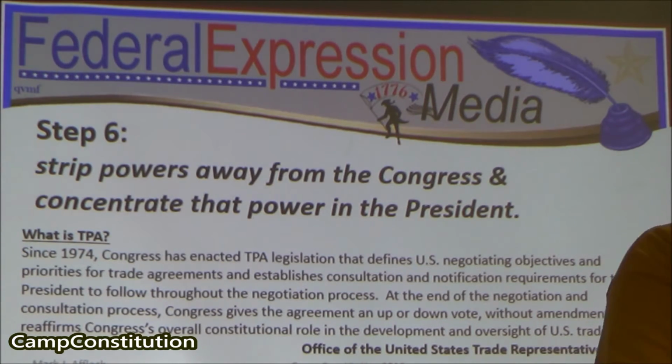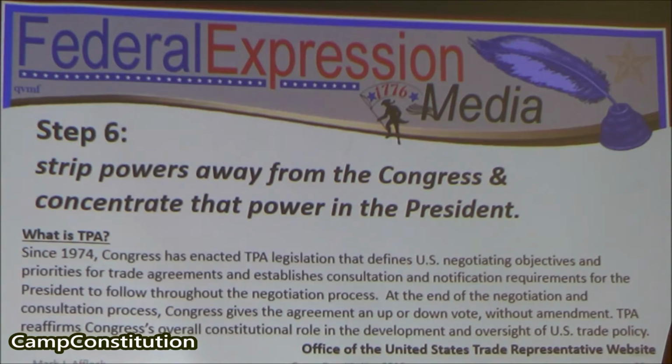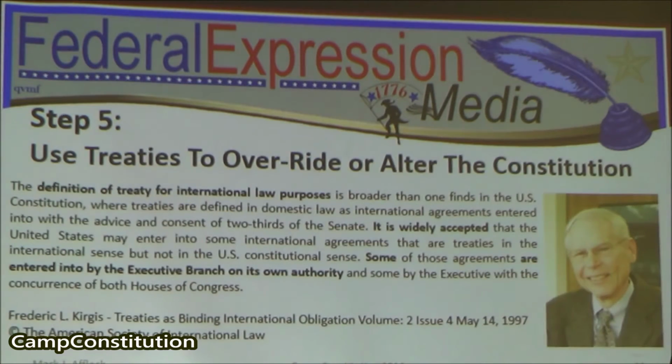Now, Professor Kurgis attempts to draw a distinction between the domestic effects of treaties and the international effects of treaties. In doing so, he infuses new meaning into Article 6 of the Constitution. He invents two new ratification processes for treaties, the latter of which is in use via free trade agreements, and it's highly irregular. You see here, he says, some of these agreements are entered into by the executive branch on its own authority, and some with the executive with the concurrence of both houses of Congress.